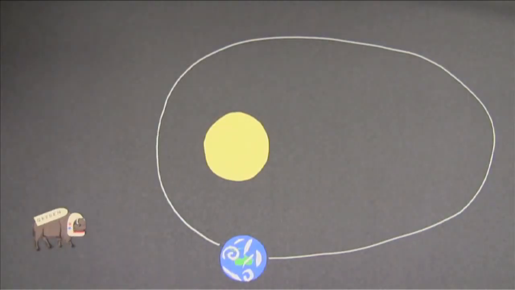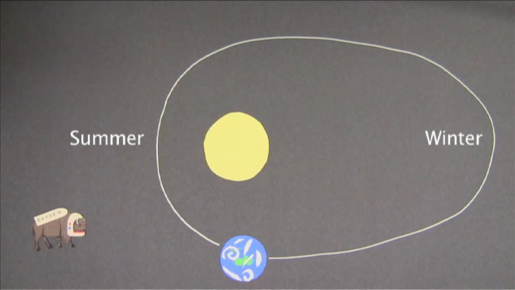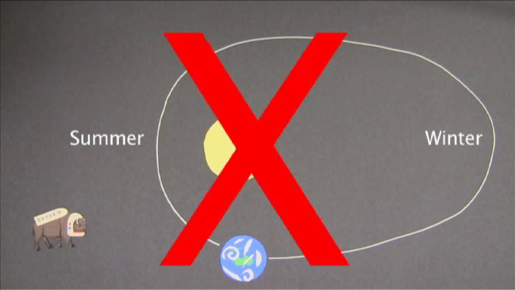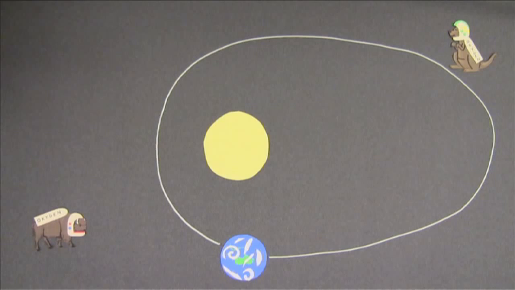Lots of people think, Hey, this must be why we have seasons. When the Earth is close to the Sun, we have summer. And when the Earth is far away from the Sun, we have winter. But that's actually not true. If that were true, it would be summer in America and Australia at the same time. And we know that's not the case.